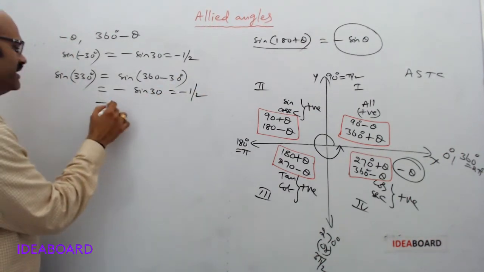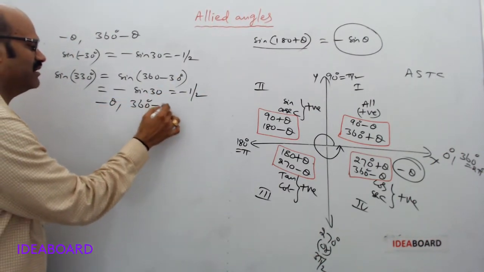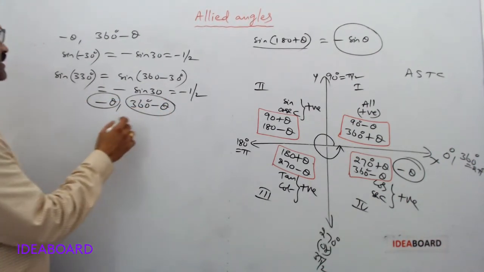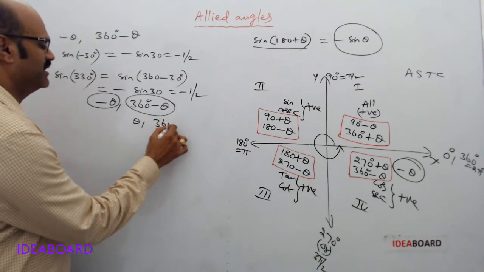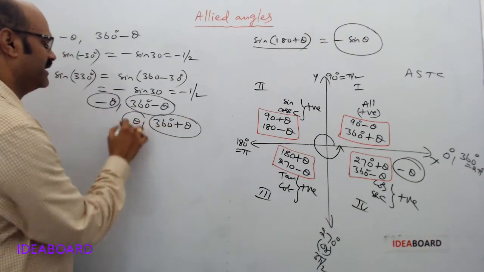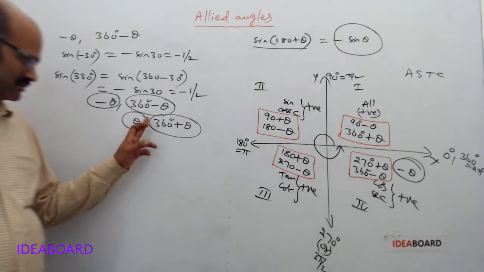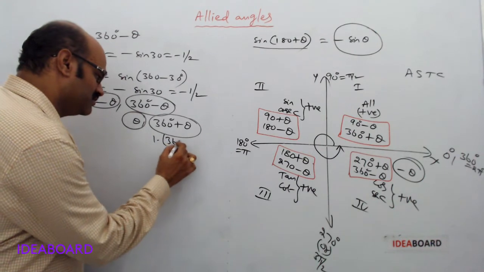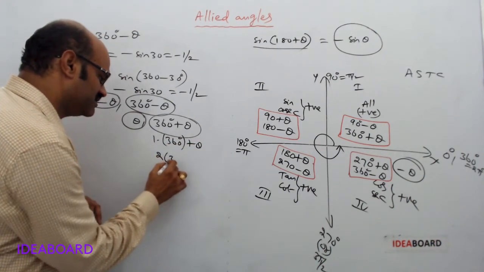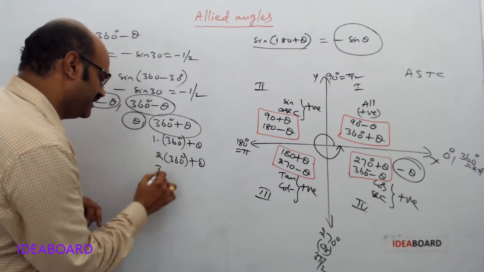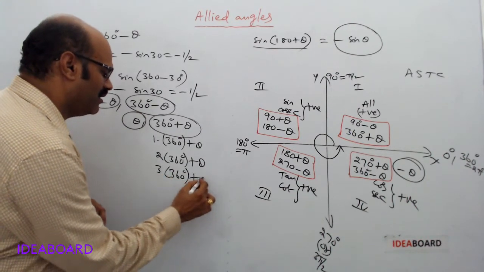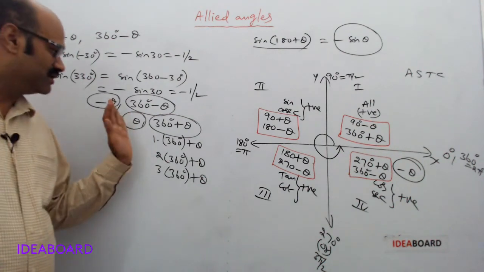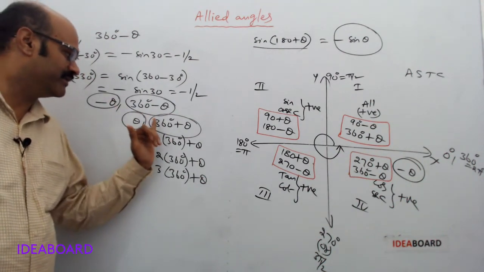So always minus theta and 360 minus theta are coterminal angles. Also theta and 360 degrees plus theta are coterminal angles. 1 into 360 plus theta, or 2 times 360 plus theta, or 3 times 360 plus theta, all of them have the same terminal side. Then we say that these two angles are said to be coterminal angles.